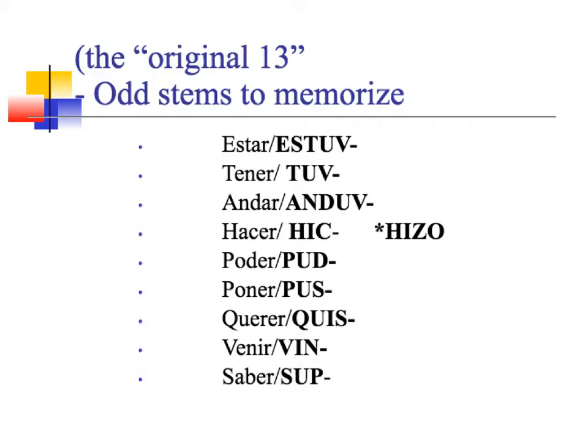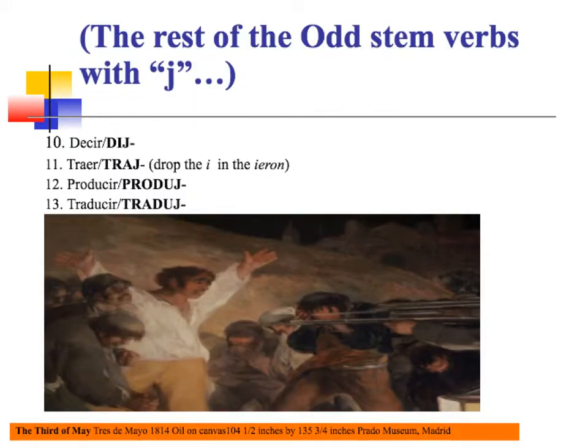The stem changes. This does not follow the regular preterite conjugating rules that we looked at with AR and ER verbs. You actually have to memorize. The estar becomes estuv, and tener becomes tuv. And then there are a few more. There's a little bunch, a little group that actually have a J in the ending of their spelling.